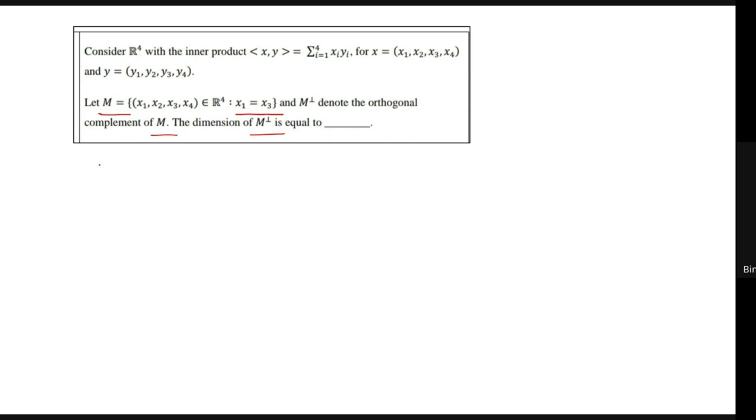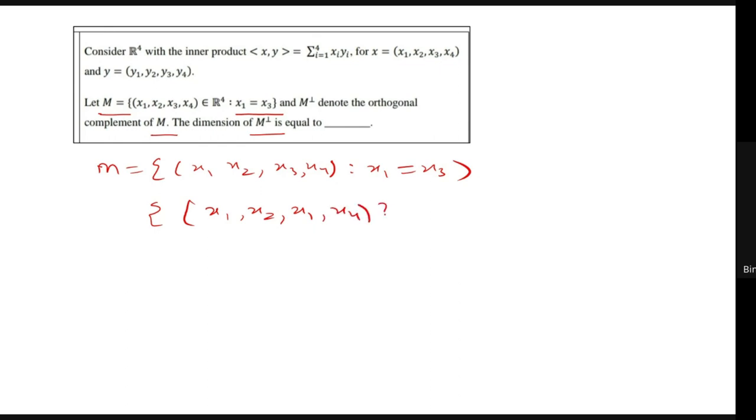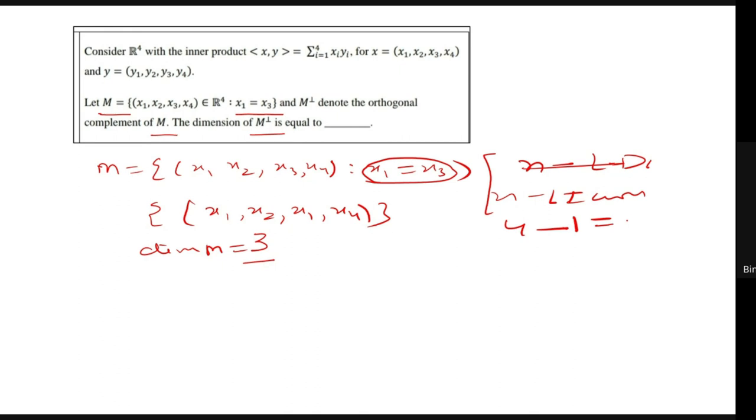First we will find the dimension of M. M is given as (x1, x2, x3, x4) in which x1 equals x3. So you can write the set like this: (x1, x2, x1, x4). So the dimension of M will be 3, since you have only three free choices, or by the formula n minus the number of conditions. Here n is 4 for 4-tuples, and one condition is given, that x1 equals x3. So the dimension of M equals 3. So there are two methods to find the dimension of M.